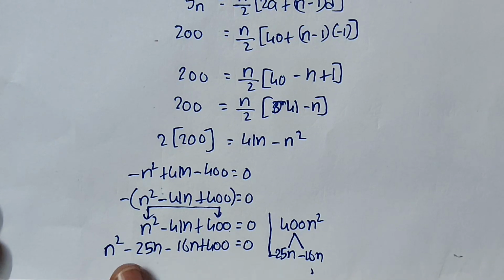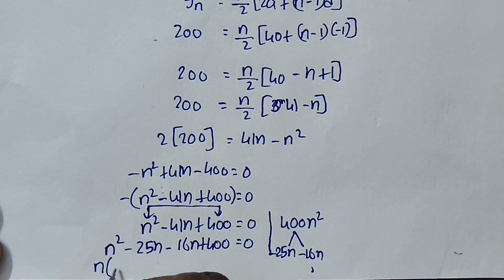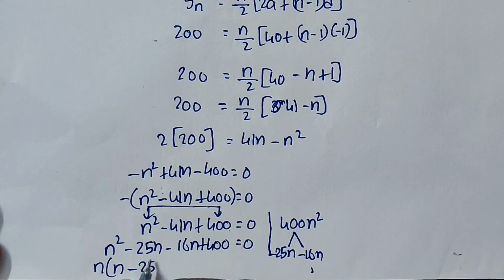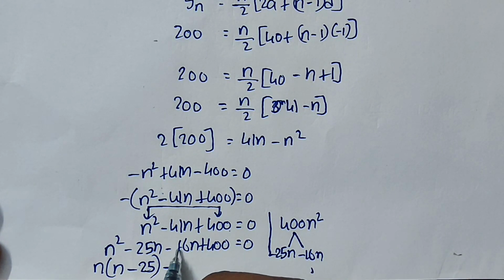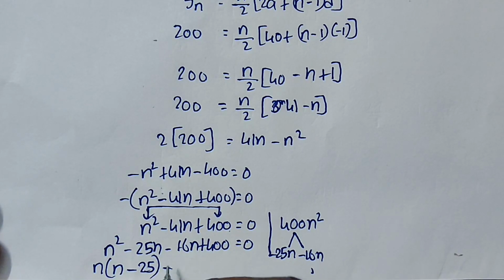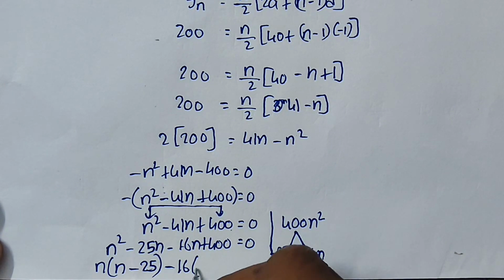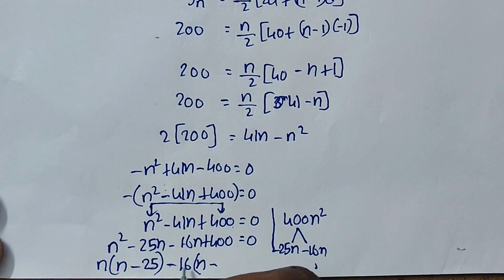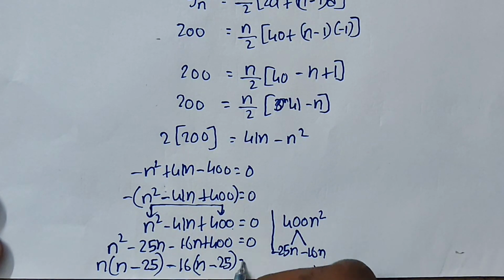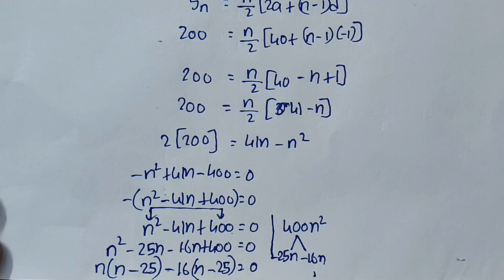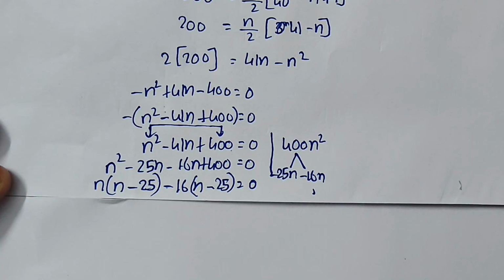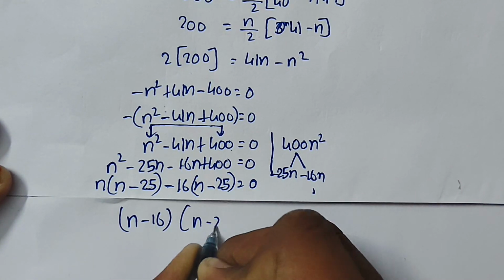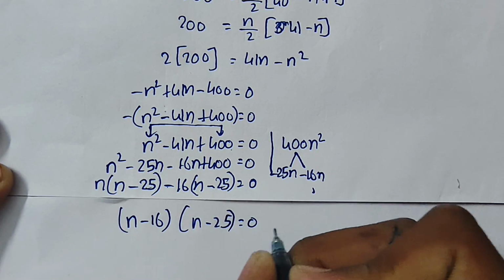So here in n square minus 25n, I am taking n common: n into (n minus 25). In minus 16n plus 400, I am taking minus 16 common: minus 16 into (n minus 25), since minus into minus plus 16 into 25 is 400, equal to 0. So here the factors are (n minus 16) into (n minus 25), the two factors of the quadratic equation that we got.